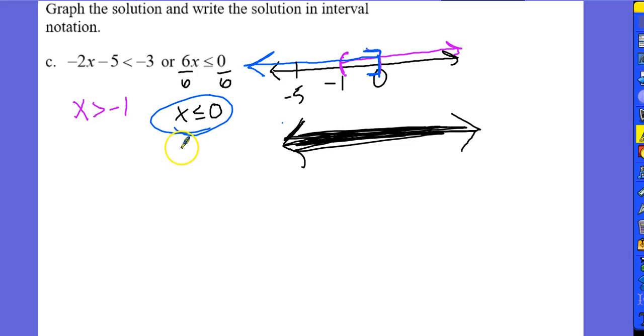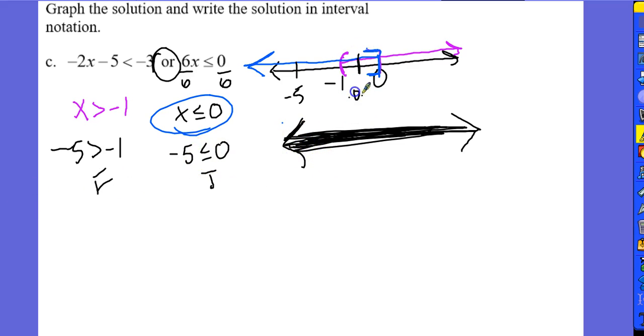Or says it has to be true for one. And says it has to be true for both. If this were an and, we'd only shade this center part where there's two colors. With an or, as long as there's one color, you're good. Okay, -5 is true for this, right? -5 is less than or equal to 0. That's true. But -5 is greater than -1. That's false. But it doesn't matter because it says or. It only has to be true for one. So -5 is part of the solution.